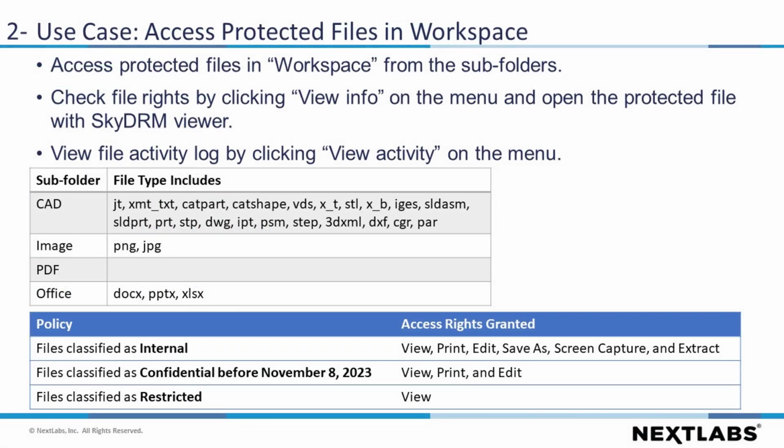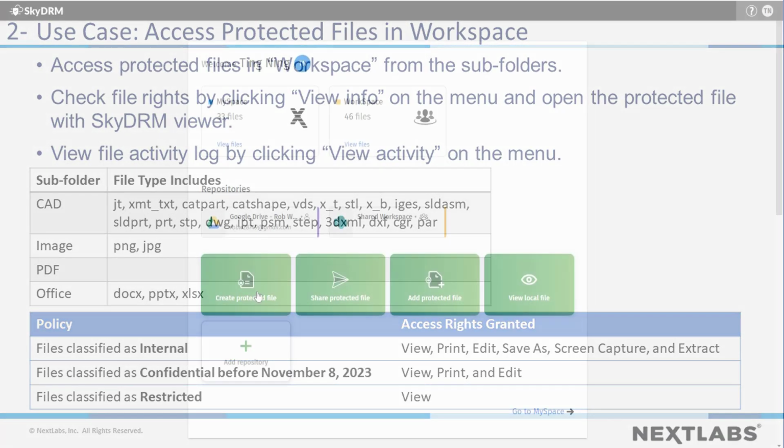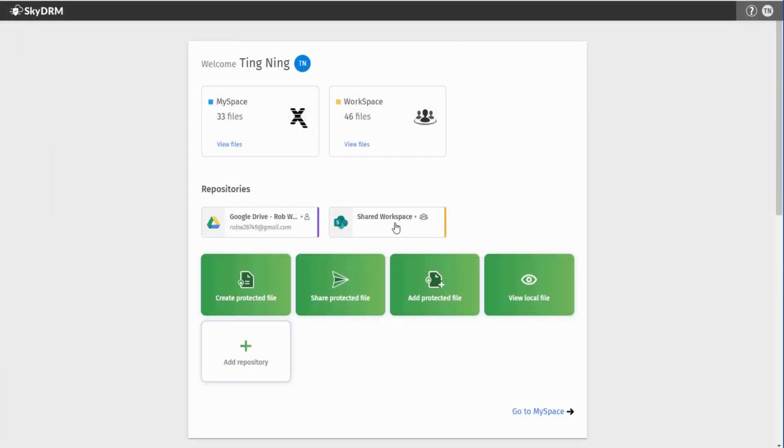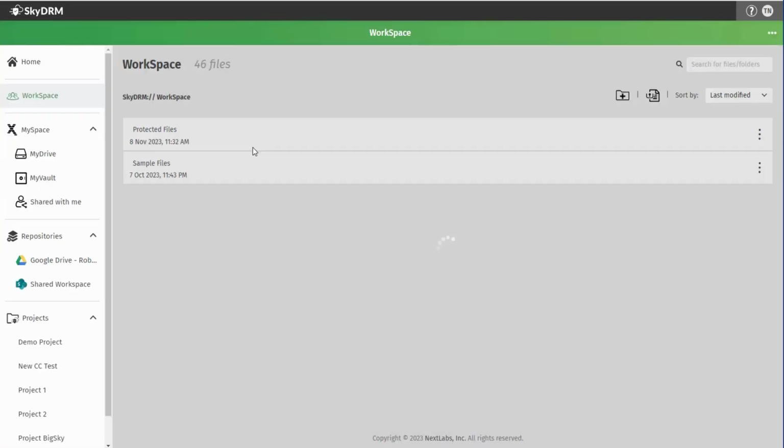In this use case, I will demonstrate accessing protected files in Workspace. We will access the protected files in Workspace from subfolders. Then, we will check the file rights and open the protected file with SkyDRM Viewer. We can then view the file activity log. Here, I am already logged in to SkyDRM Web Application. Let's go to Workspace. Then, click on Protected Files folder.